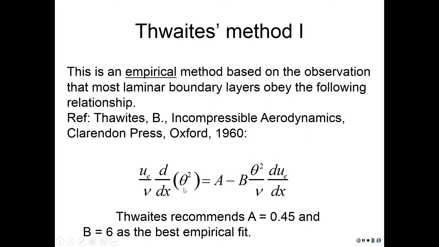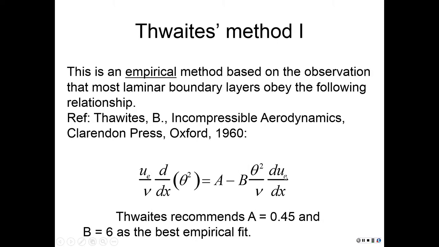Then he found that a quantity called the momentum thickness, which is a measure of how much momentum is lost in a boundary layer because of the viscous effects, could be written as this. Here nu is called the kinematic viscosity. Kinematic viscosity is the molecular viscosity divided by the fluid density. This is the edge velocity gradient outside the boundary layer.